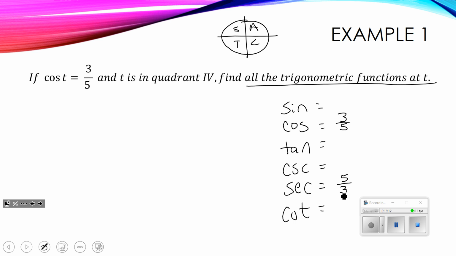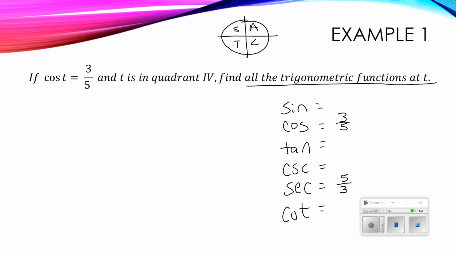I want you to look at, I drew your little circle up there. All students take calculus. Okay? We hope, right? All students take calculus. Some of you are thinking, no way, no how. But let's just go with it for now. All students are going to take calculus. So, we're in quadrant 4.